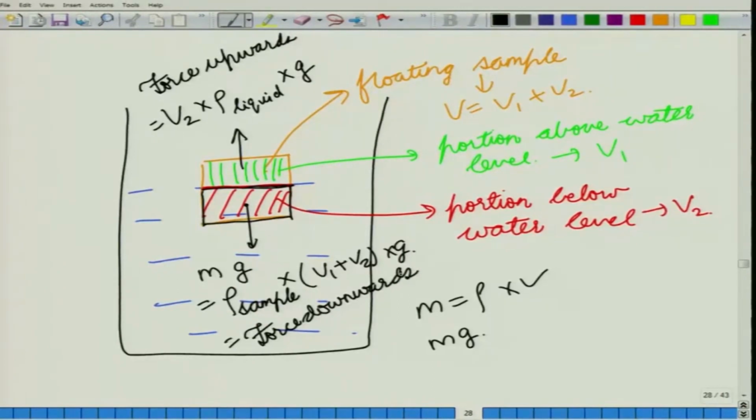Now, we have considered our sample to be in equilibrium. So, this sample is floating and is in equilibrium. When it is in equilibrium, it is neither going up nor going down. Now, if you remember Newton's laws of motion, they state that a body at rest will continue to be in rest and a body in motion will continue to be in motion till any force is applied to it.